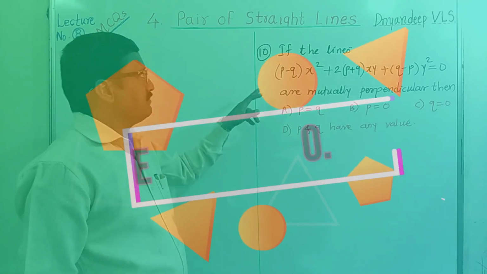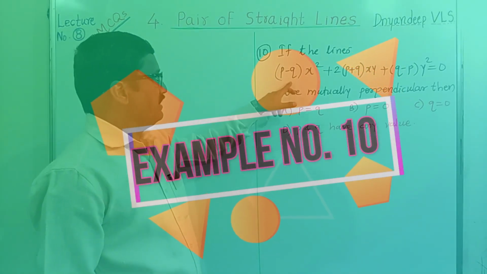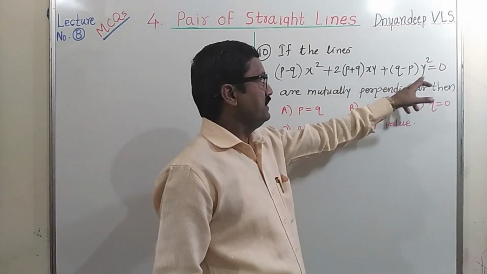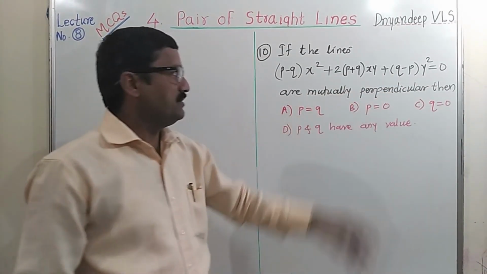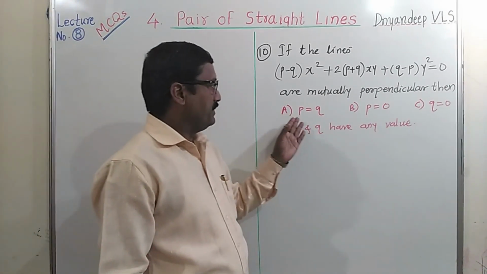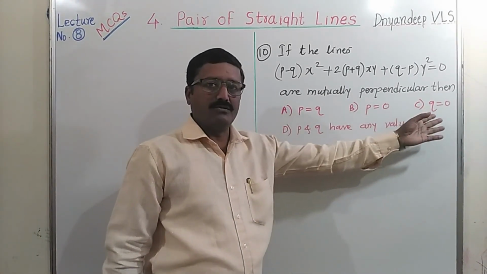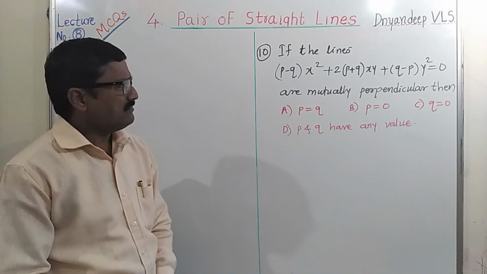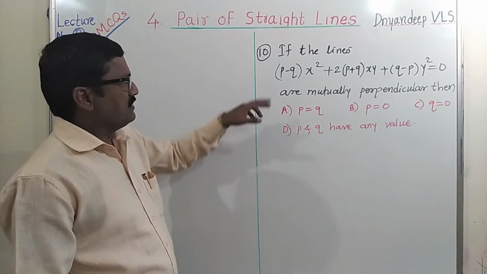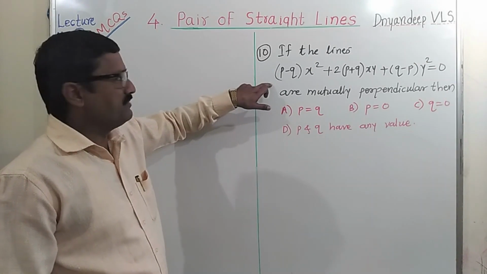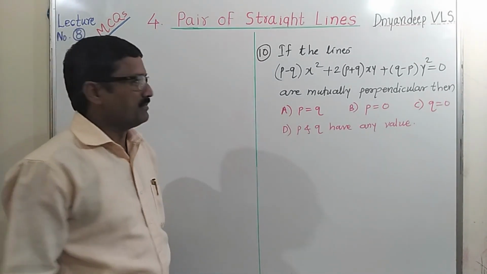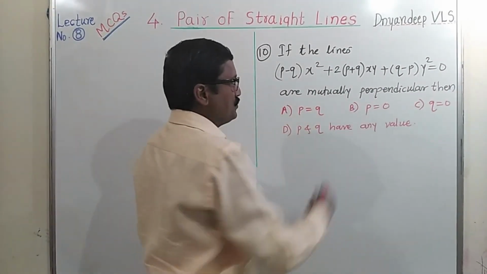Let us see this example number 10. If the lines (p minus q) x square plus (p plus q) xy plus (q minus p) y square equal to 0 are mutually perpendicular, then p equal to q, p equal to 0, q equal to 0, and the last option is p and q have any value. Actually this equation is looking difficult, but this example is very simple because the lines are given mutually perpendicular.